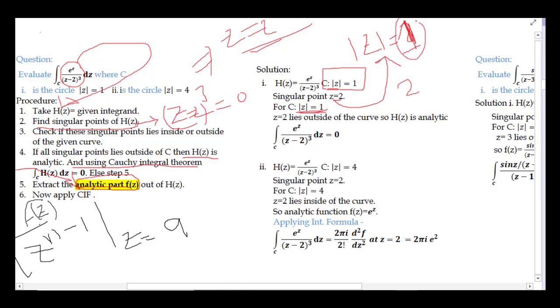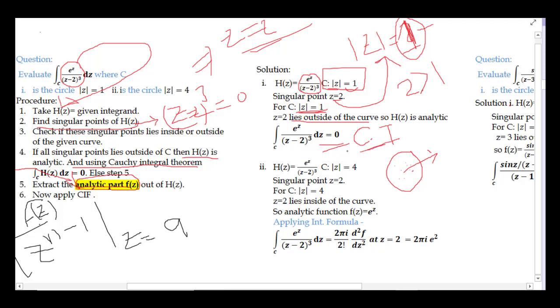2 is greater than the radius, so it lies outside. If less than the radius, then inside. You can see that if any value is less than the radius, it lies inside. If any value is greater than the radius, it lies outside. So this is greater than 1, the radius, so it lies outside. Because it lies outside, this complete function is analytic for this curve. So the integral of e to the power z divided by this, dz, will be 0. I can apply the Cauchy theorem here.